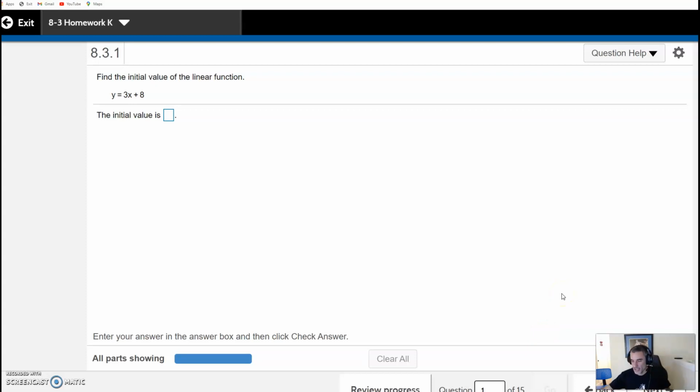Mr. Agnos here, and today we're going to be talking about something called initial value. So you can see the word initial value right here, and don't be scared by this word. You already know what this word means.